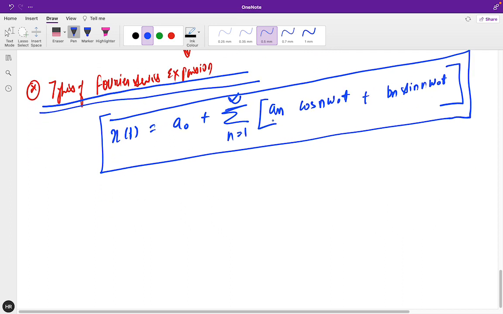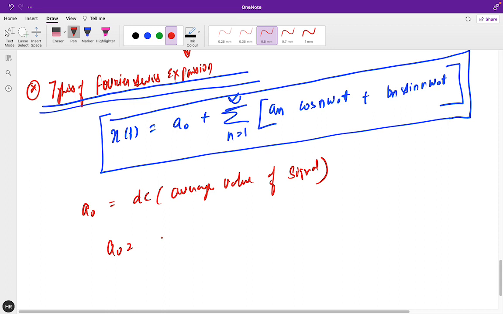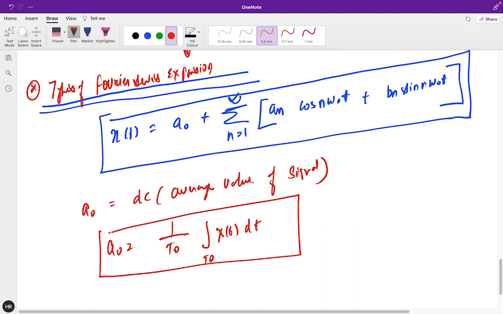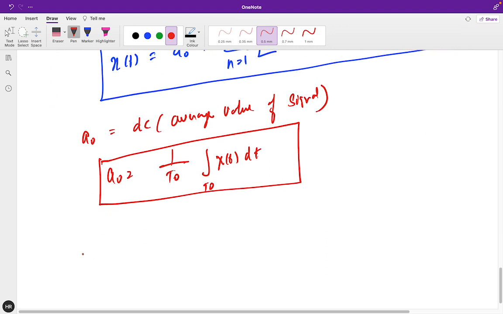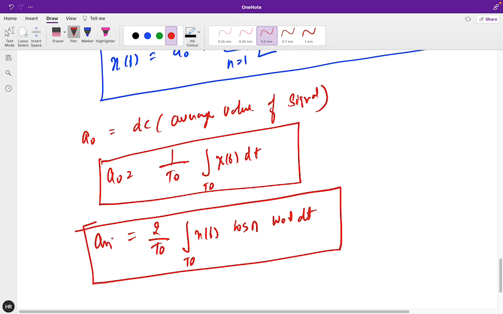What is the value of a naught? A naught is actually the DC value, or we can say the average value of the signal. And what is the formula for getting the average value? It's nothing but 1 upon T naught, integral over T naught of x of t into dt. And what is the formula of an? An is 2 by T naught, integral over the time period of x of t cos n omega naught t into dt. So the an formula is this.